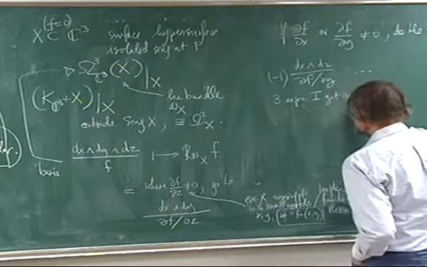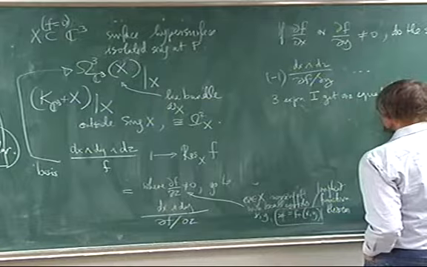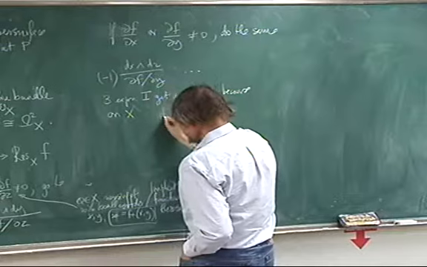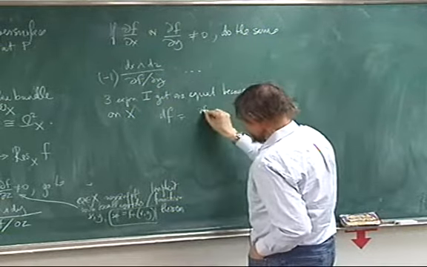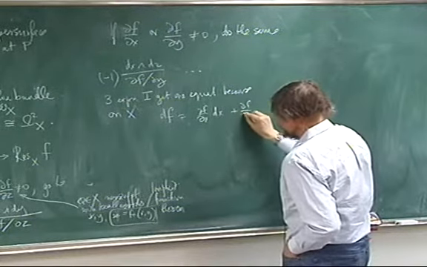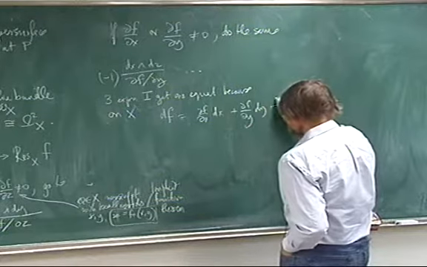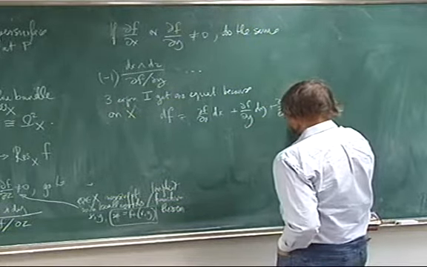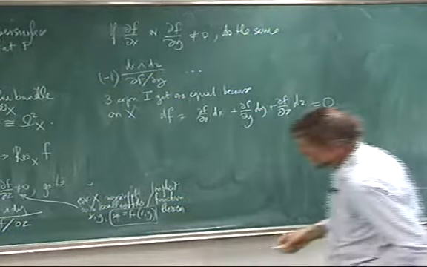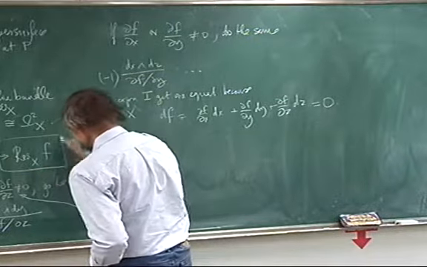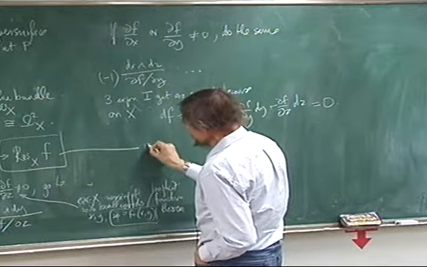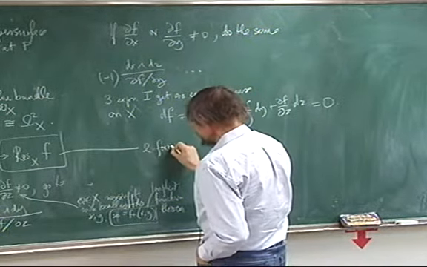Now, the three expressions I get are equal, because on X, df is df by dx dx plus df by dy dy plus df by dz dz, and this is 0. So this quantity here, the Poincaré residue, what is this? It's a 2-form on X.